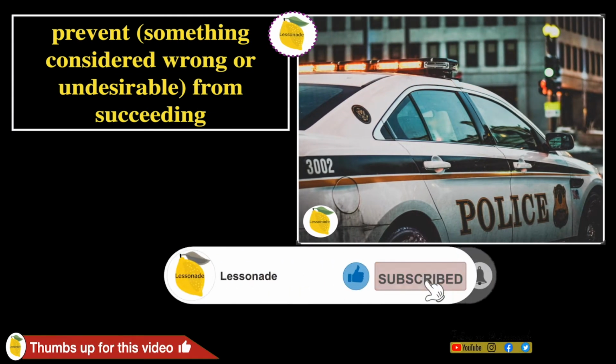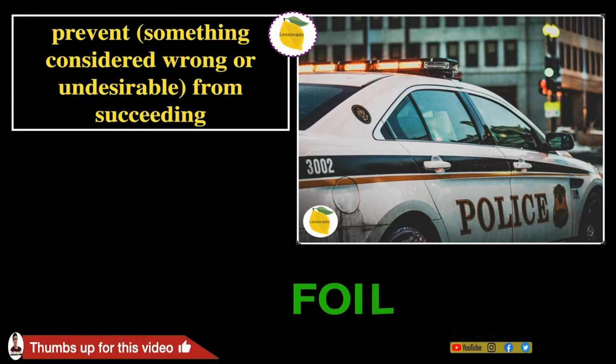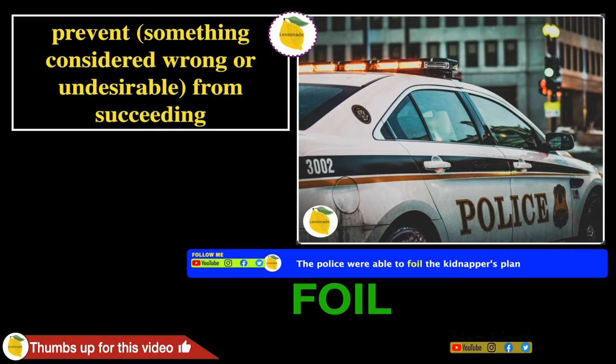The next one is prevent something considered wrong or undesirable from succeeding. In this picture, we can see a police car, and obviously police prevent something that's considered wrong or undesirable from succeeding, and therefore the word will be foil. And the sentence for this word is, the police were able to foil the kidnappers' plan.